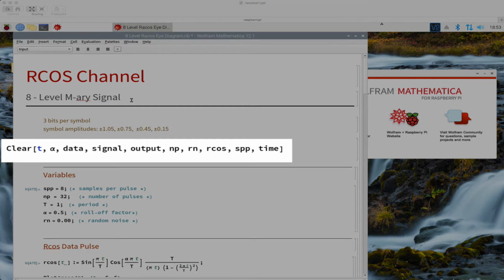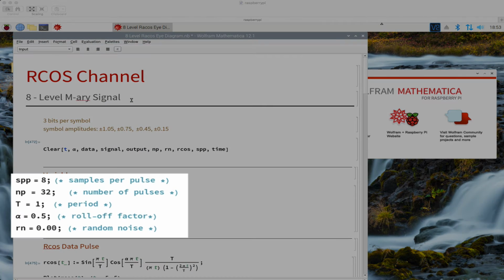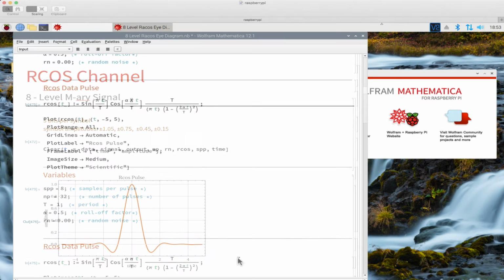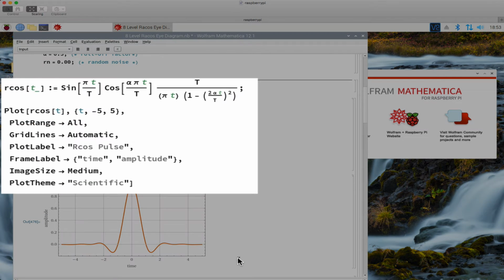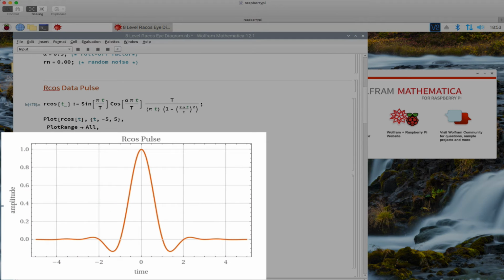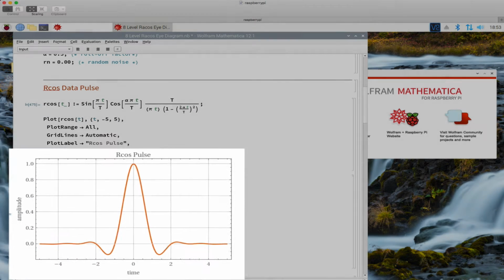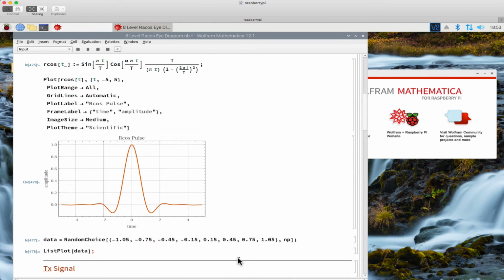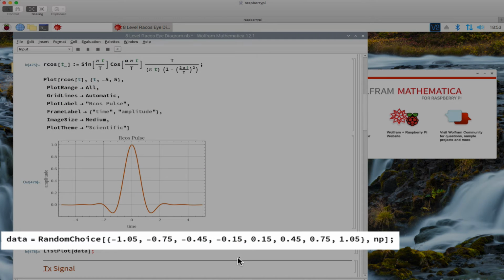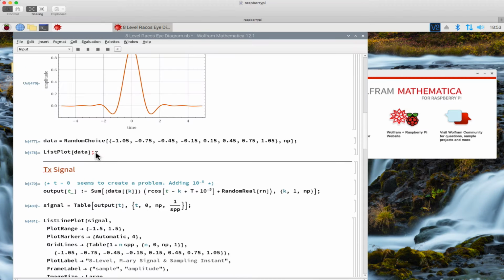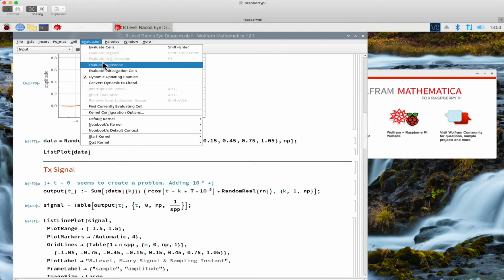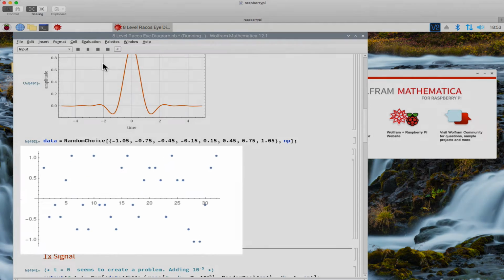We start by clearing and defining the system variables. Then we can define and plot the raised cosine pulse. Random 3-bit data can be encoded into one symbol with one of 8 possible amplitudes. Removing the semicolon from the list plot will let us see the results of this.